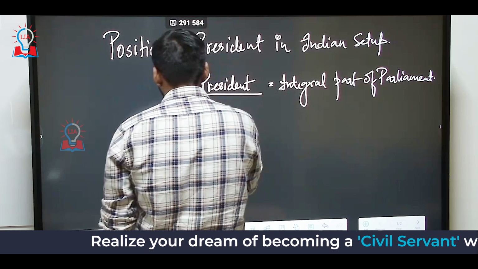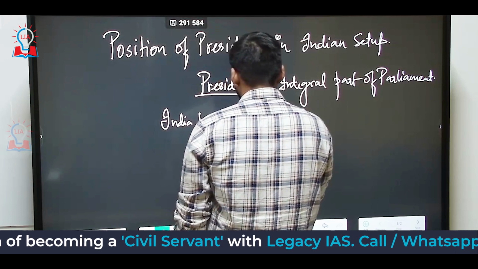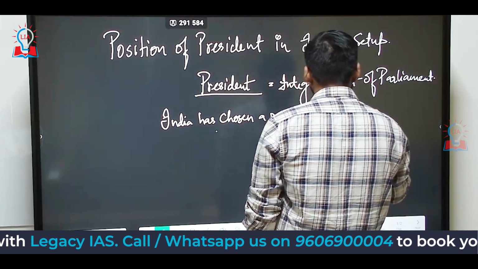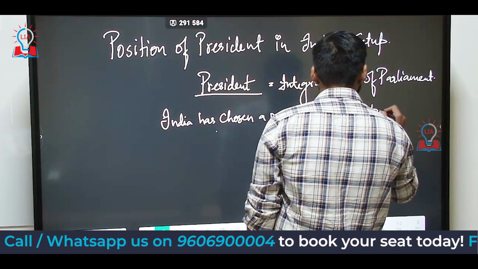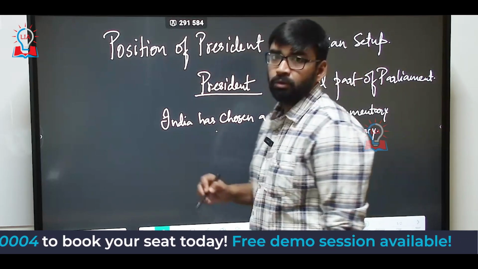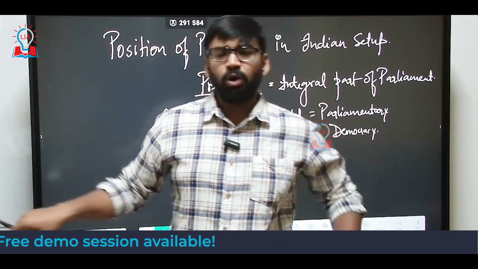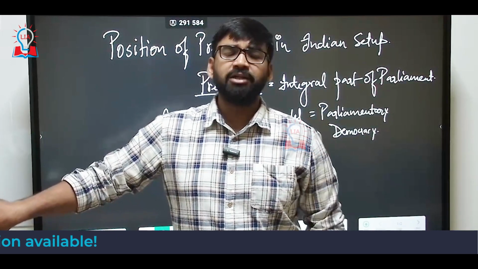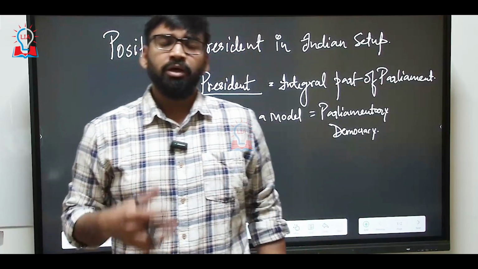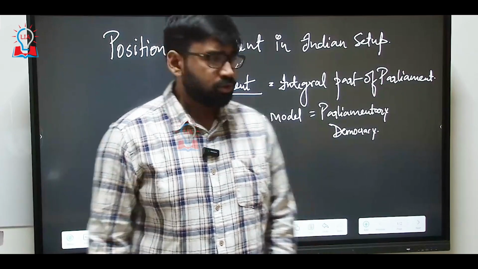So India has chosen a model called parliamentary democracy. Clear? And the president is an integral part of parliament. Because of British rule in India and the diversity of India, because each and every section of Indian society has to be given representation in the Indian parliament, that is why India has chosen the parliamentary setup. So let me tell you.